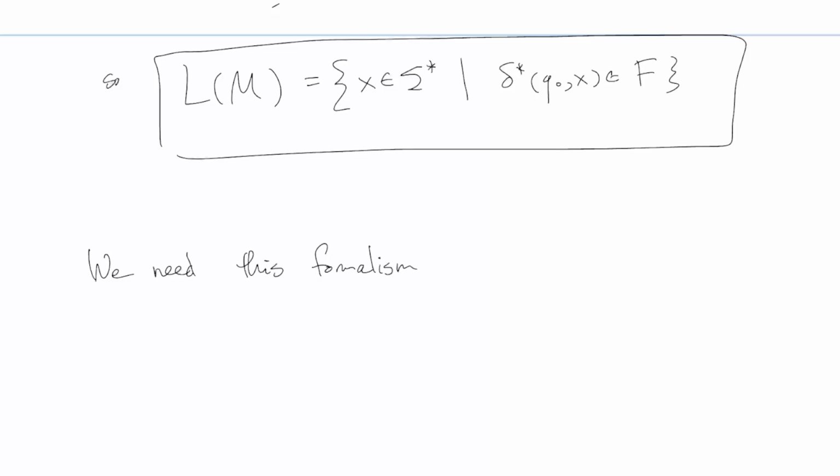We need this formalism in order to prove stuff about DFAs. Now, we're not going to do a whole lot of proving of stuff in general this semester, but this is, of course, very important. And it was a real central concern to people like Turing, who were the first people to come up with these ideas.